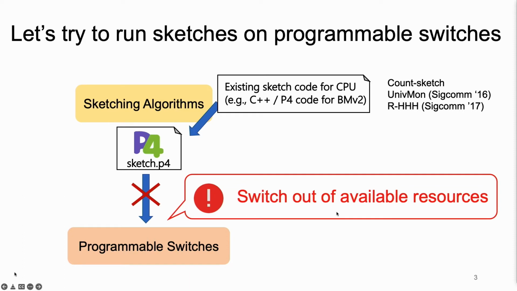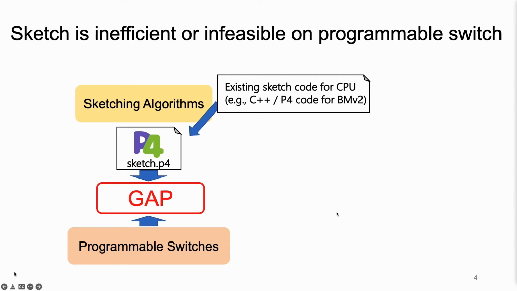However, when you try to compile the P4 sketch code on the switch, you see this compilation error saying the switch is out of available resources. So what is going on? This is the exact problem why we started this project, SketchLib. So there is a gap between sketch implementations and programmable switches.